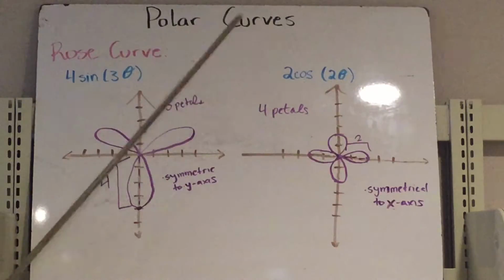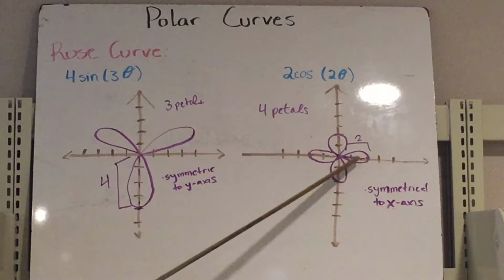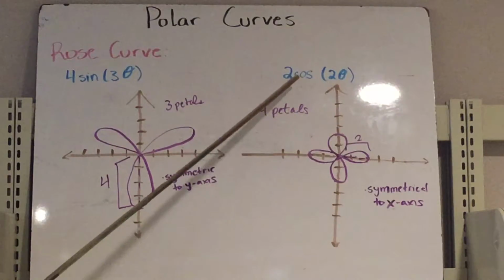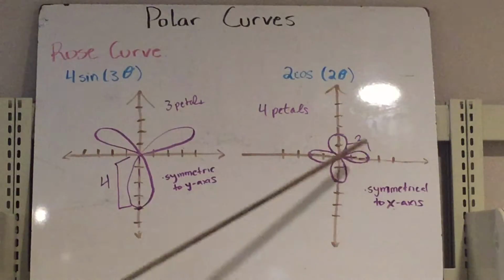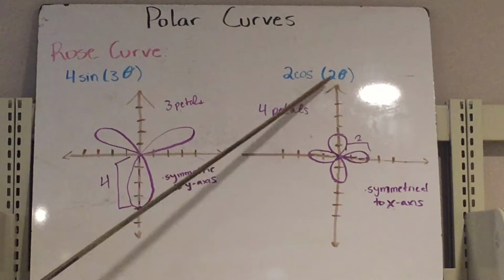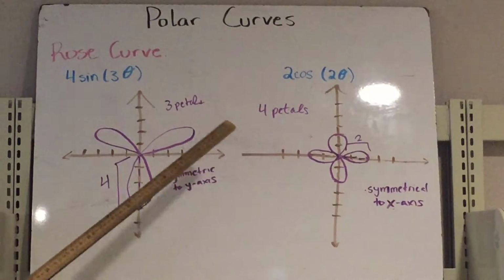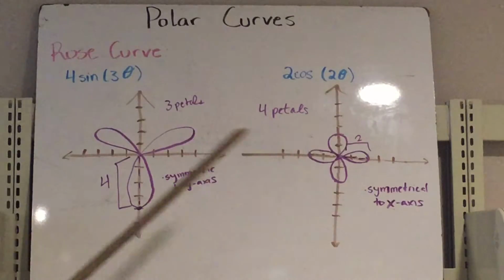And then in the second graph, the A value is 2, which means the length of our rose petals should be 2. 1, 2. The function is cosine, so this Rose curve is symmetrical to the x-axis, and we can see that. And the third thing, the n value of the Rose curve is 2. So when the n value is even, that means we have 2n petals, which explains why we have 4 petals here.